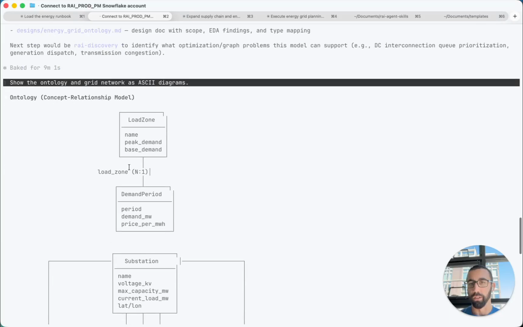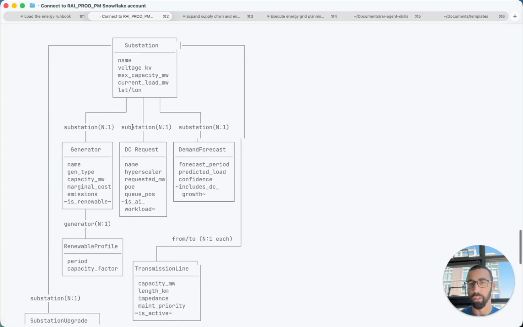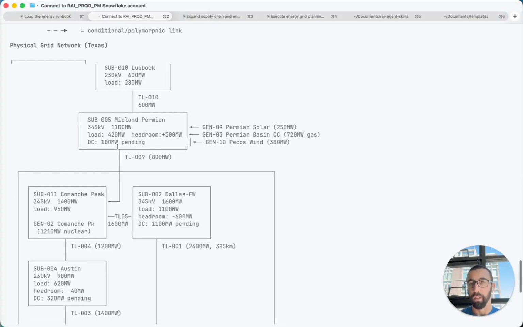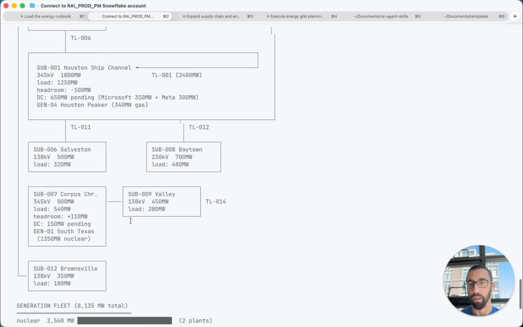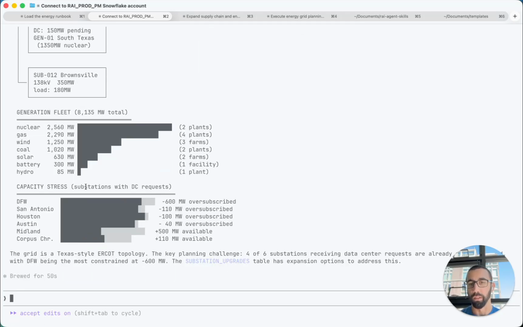To validate that the ontology can answer basic questions, we can see the concept relationship model of the ontology, understand how we represent the grid on the database. This is actually showing the network we're using for this example. We can see how in the real world all these connect as well, and do some basic queries on top of that. Try to understand our grid before we optimize the data center additions.